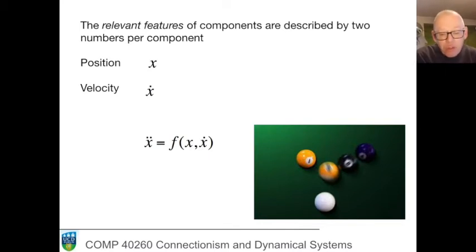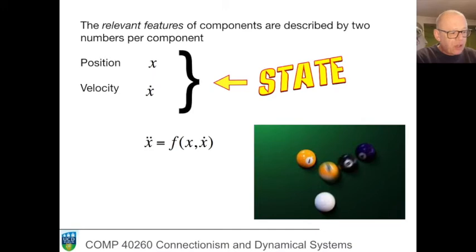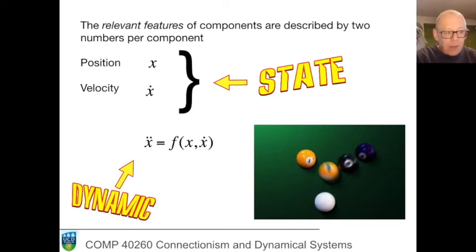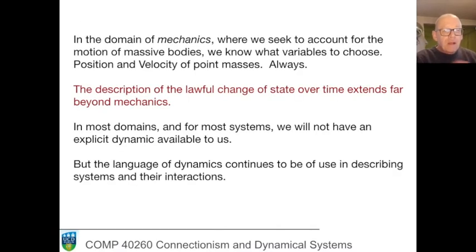The second law of motion of Newton says that force is mass times acceleration. Acceleration is that x double dot, which is some function of the state of the system, that is x and x dot, and the function indeed is given by F equals ma. So there's our state, and there's our dynamic. Those are the two elements that we need when we're doing a billiard ball kind of description. That is true and invariant in the domain of mechanics.